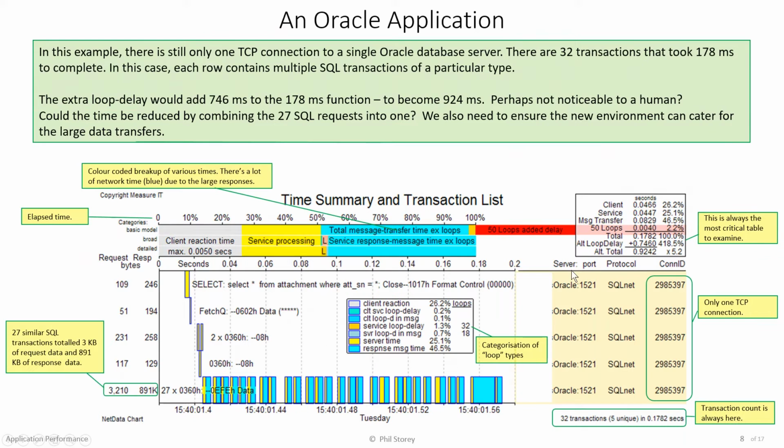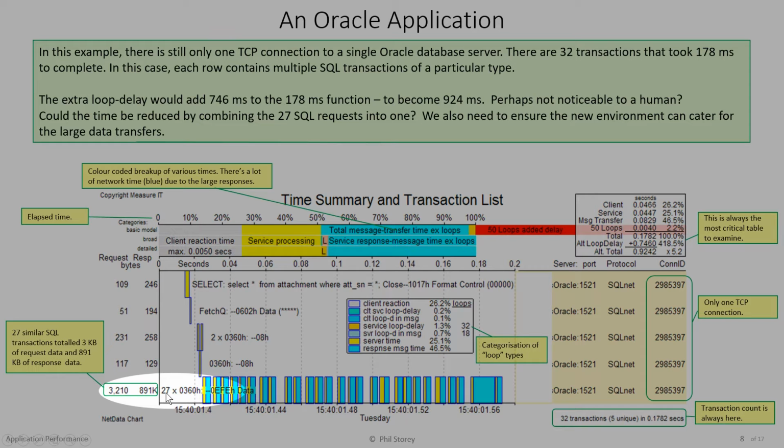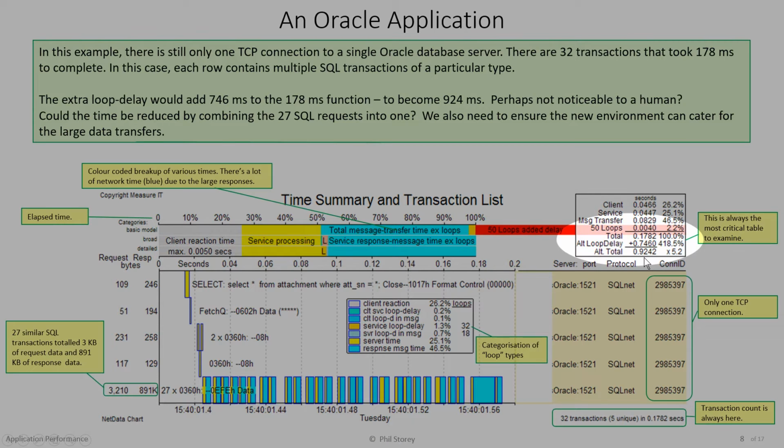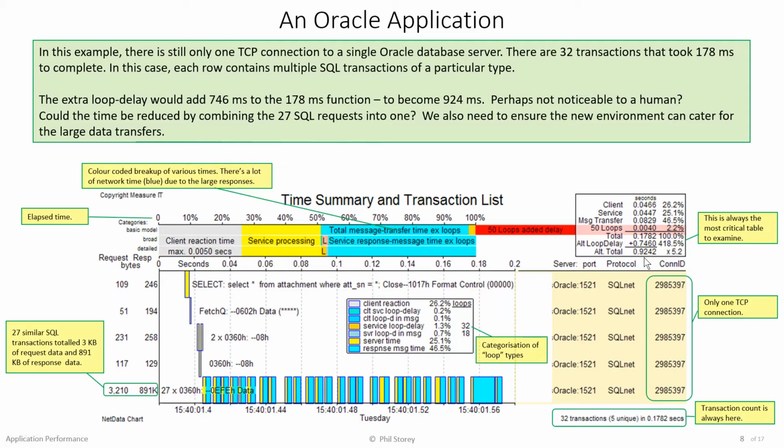Now this one is purely an Oracle application, but you see the large amounts of blue is because we did 27 SQL queries that returned 890K. So in this instance, there's enough round trips to make the whole transaction 5 times longer, but because there's a lot of network delivery time, when we're moving this server, we also need to make sure that we're provisioning the network to cater for it.